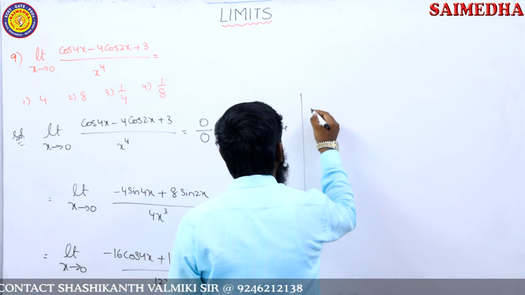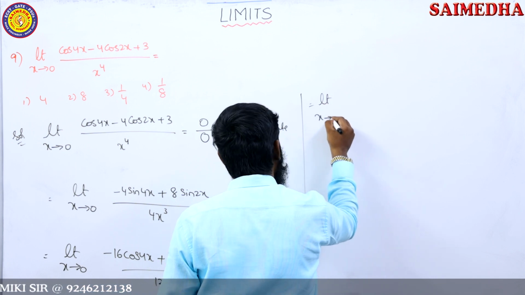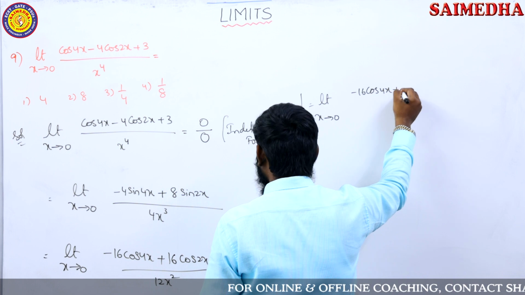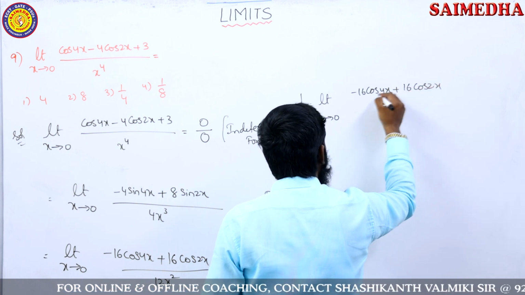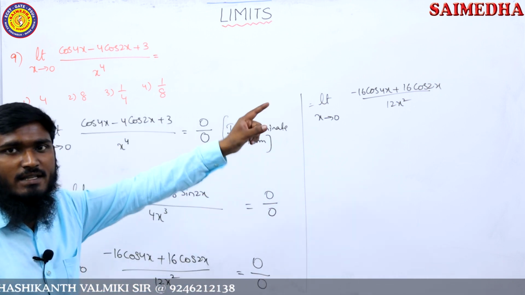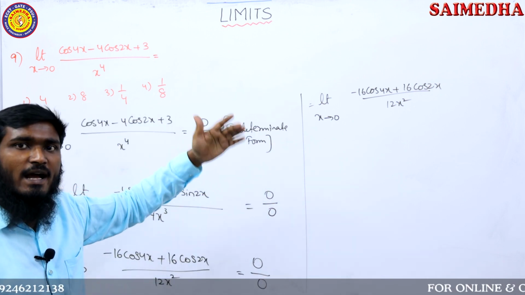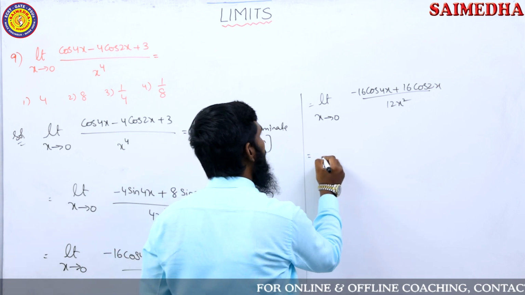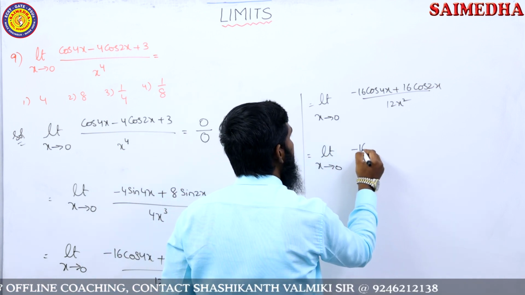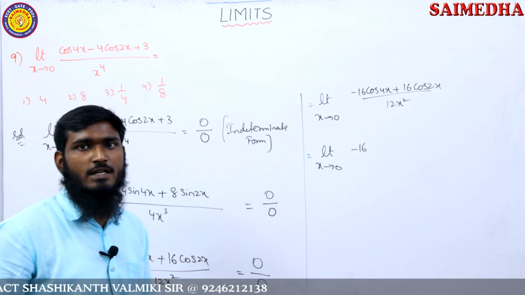Okay. So what is this? It is equal to limit x tends to 0 of minus 16 cos 4x plus 16 cos 2x divided by 12x square. Up to here we have done and we are getting the answer as 0 by 0. So we have to apply L'Hospital rule again. So this is equal to limit x tends to 0, we have written as it is. This is minus 16.